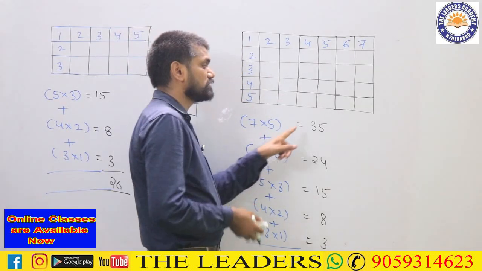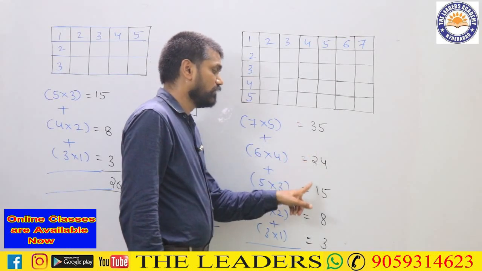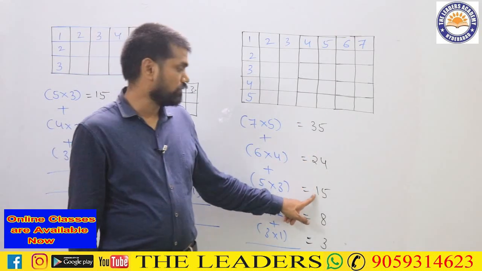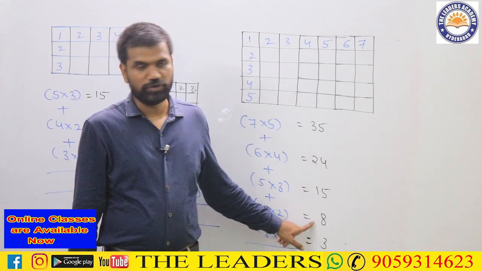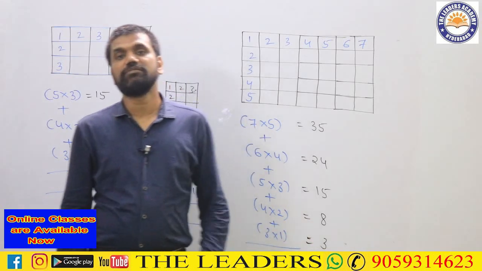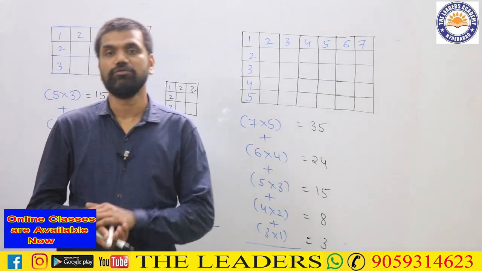So if you are adding all this, 35 plus 24 will give me 59. 59 plus 15 will give you 74. 74 plus 8 will give you 82. 82 plus 3 is giving me in total 85 over there.